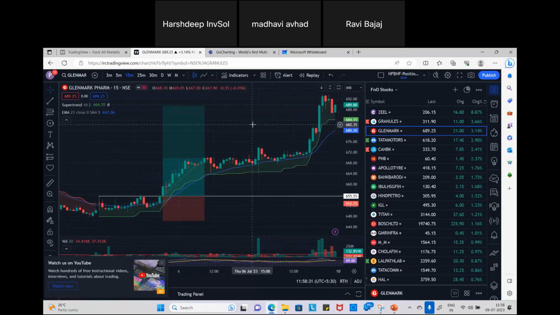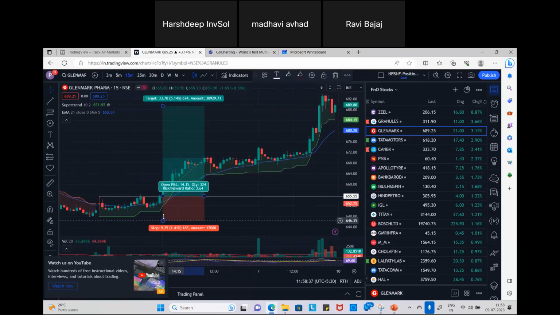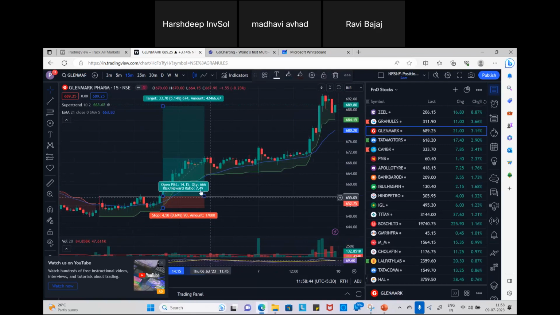Does that help? Any questions as to how to use this strategy? Your stop loss will be here. So approximately the risk reward is 1:7. So you need to use this as your stop loss.